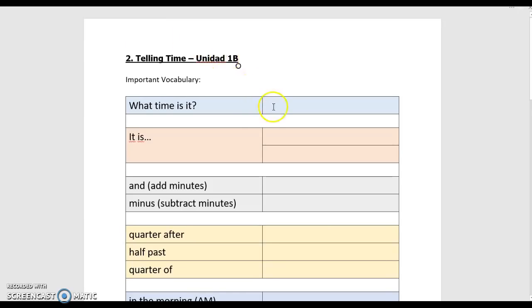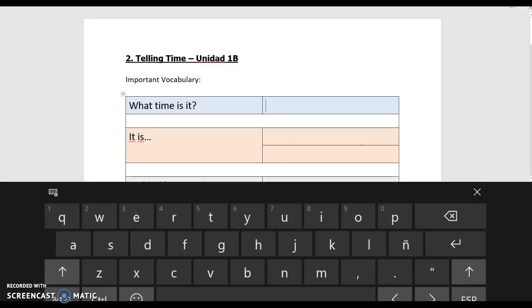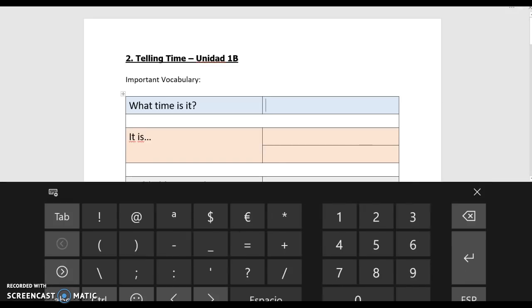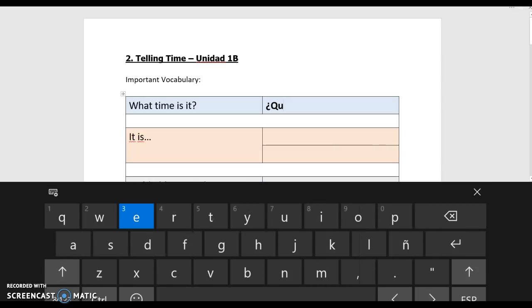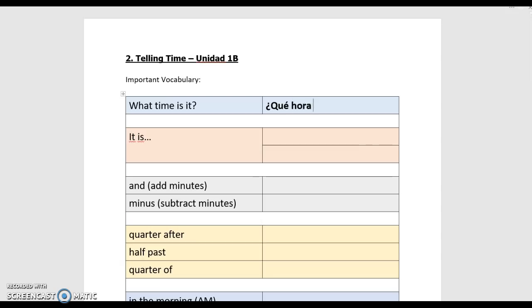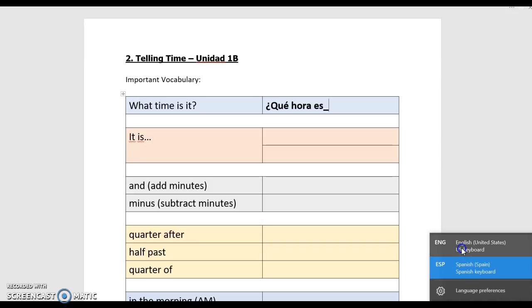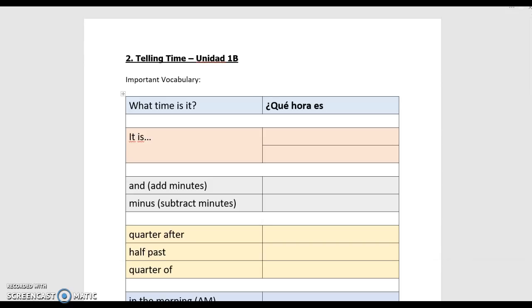Okay, first question, telling time. First thing somebody's going to ask you, the logical question is, what time is it? So let's do it. That question I know you all love so very much. Yeah, that's right. ¿Qué hora es? Haha. Bam. All right, change my keyboard over here to being English because the only time I ever need that Spanish keyboard is for my question marks. All right, cool. So now let's go on to telling the time itself.